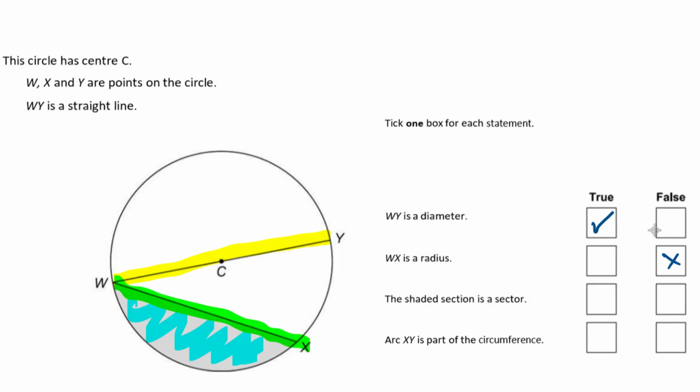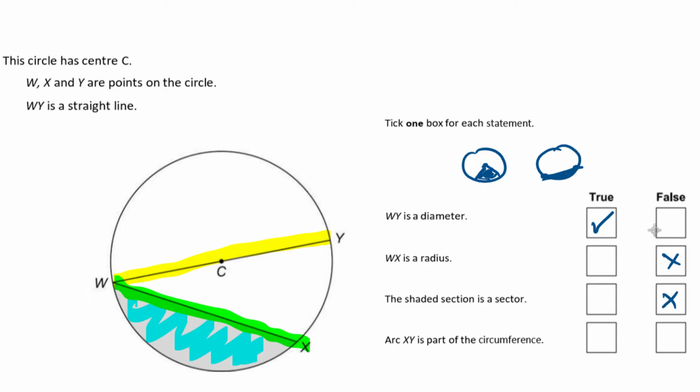The shaded section is a sector. No. A sector is like that. That's a sector. A sector is made up of part of the curved surface of the circle plus two radii. Now a segment is made up from the curved part and a chord. It's a bit like an orange segment, isn't it? So that's what a segment is. So we've got a segment here, not a sector.